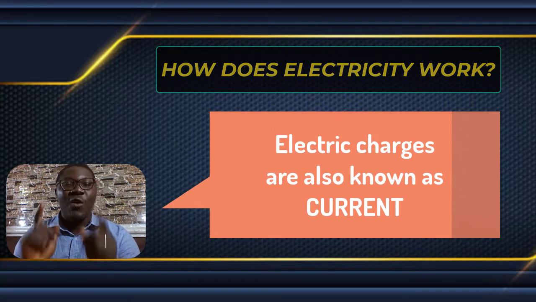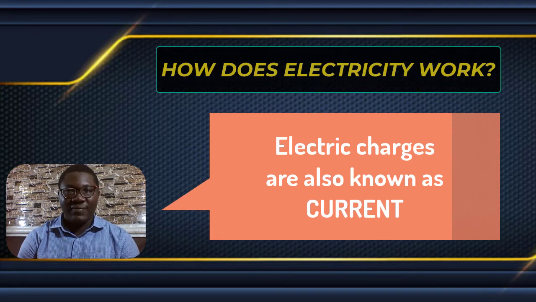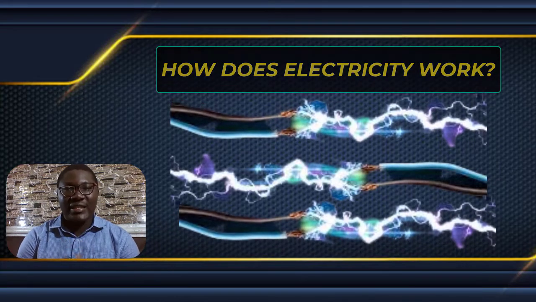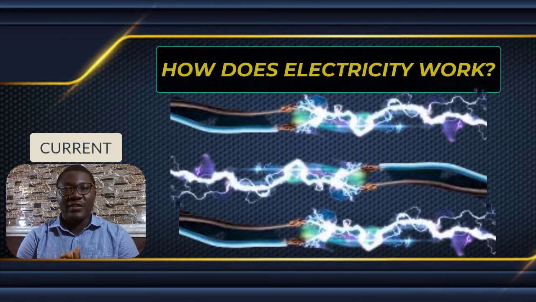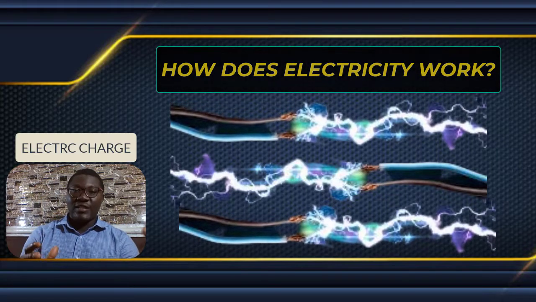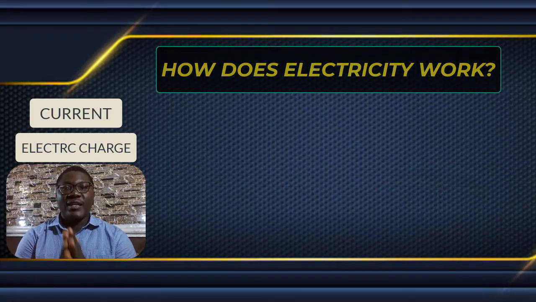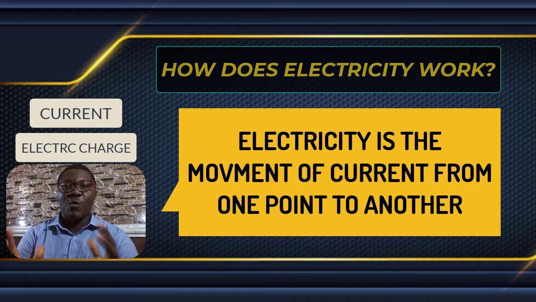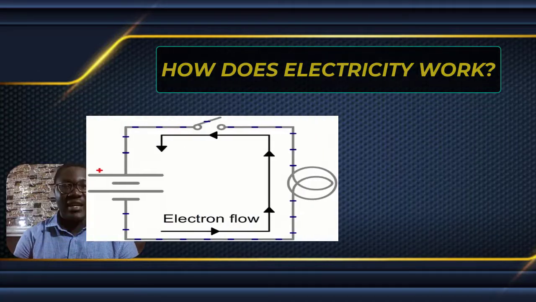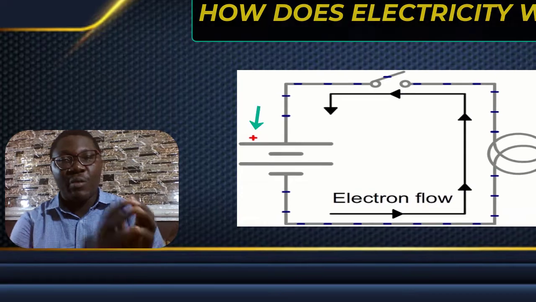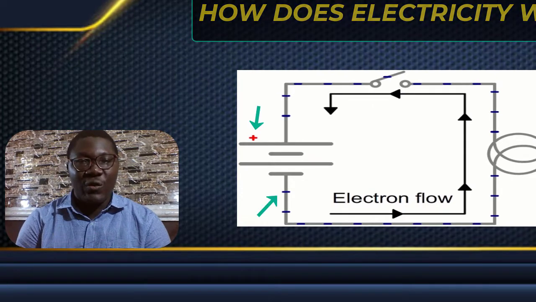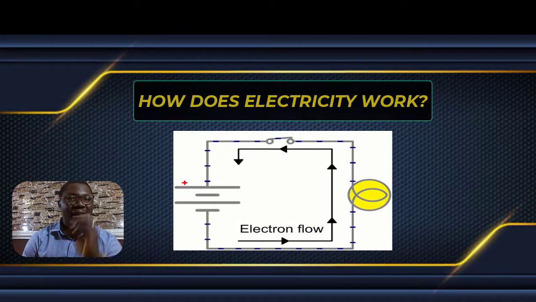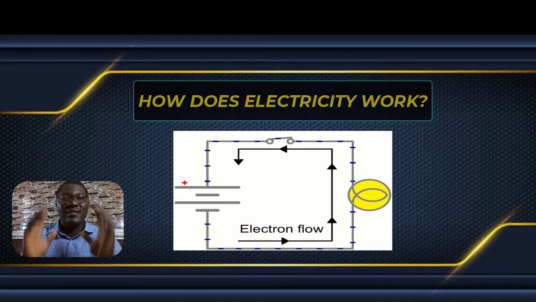Electric charges are also known as currents. I know you'll be hearing about current. So electric charge is the same thing as current. Either I'm saying electric charge or I'm saying current. So we can say electricity is a movement of currents from one point to another. These currents are made up of positive and negative currents. So this current, guys, is the movement of positive and negative electrical particles in a circuit.